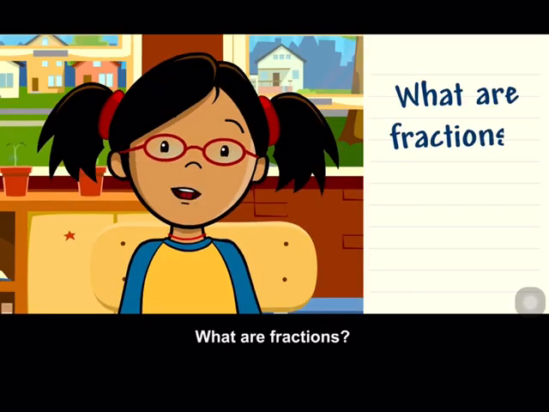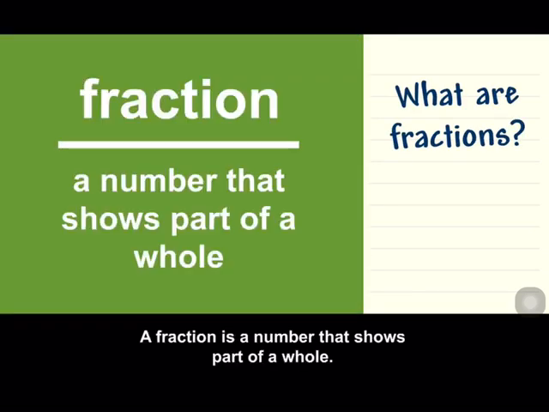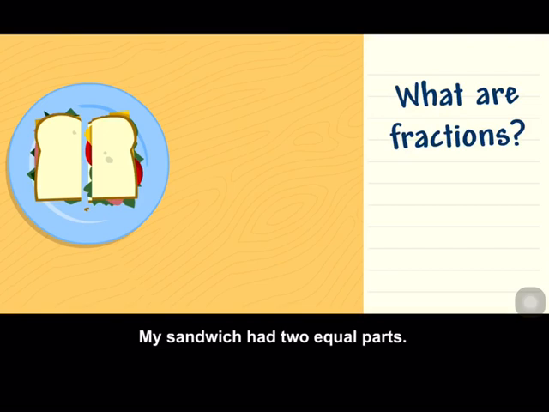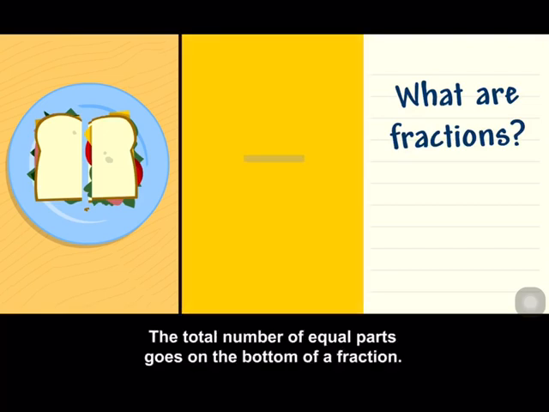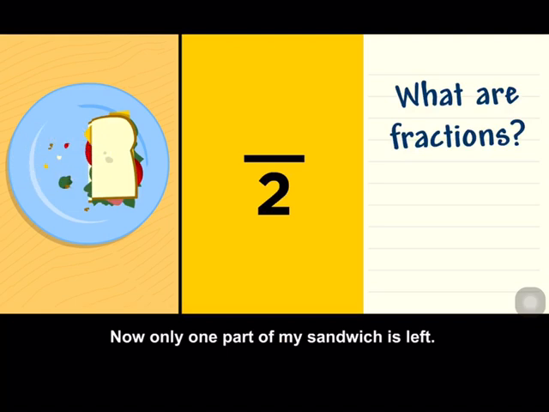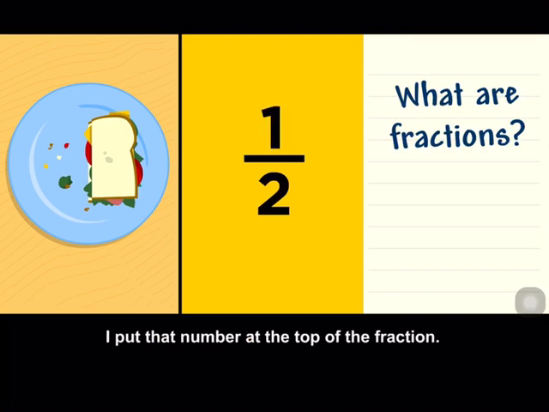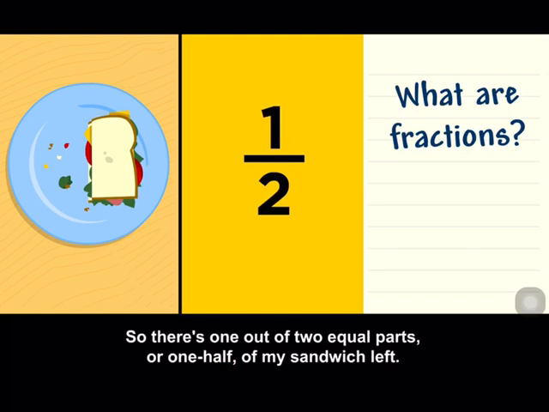What are fractions? A fraction is a number that shows part of a whole. My sandwich had 2 equal parts. The total number of equal parts goes on the bottom of a fraction. Now, only 1 part of my sandwich is left. I put that number at the top of the fraction. So there's 1 out of 2 equal parts, or 1/2 of my sandwich left.